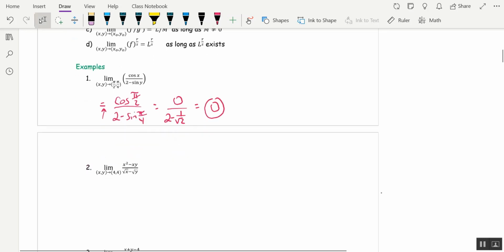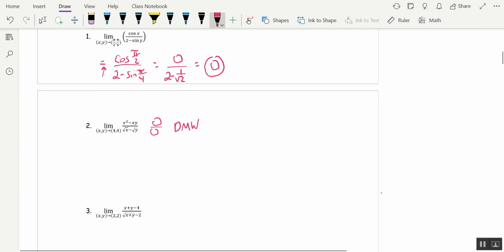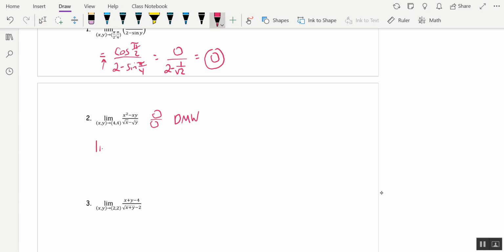It's that easy. Okay, next one, the limit as (x,y) goes to (4,4) of this function. Now when I plug in 4 for x, 4 for y, I'm getting 0 over 0, which is a do more work. There's more than one way to approach this, but I'll do it like this. This is the limit as (x,y) goes to (4,4) of, let's factor an x out of the top, x minus y, and then on the bottom I have root x minus root y. I'm just going to abbreviate the limit as lim, and I'm okay if you do that. So that's the limit as (x,y) approaches (4,4) of, let's write the numerator as root x minus root y times root x plus root y.